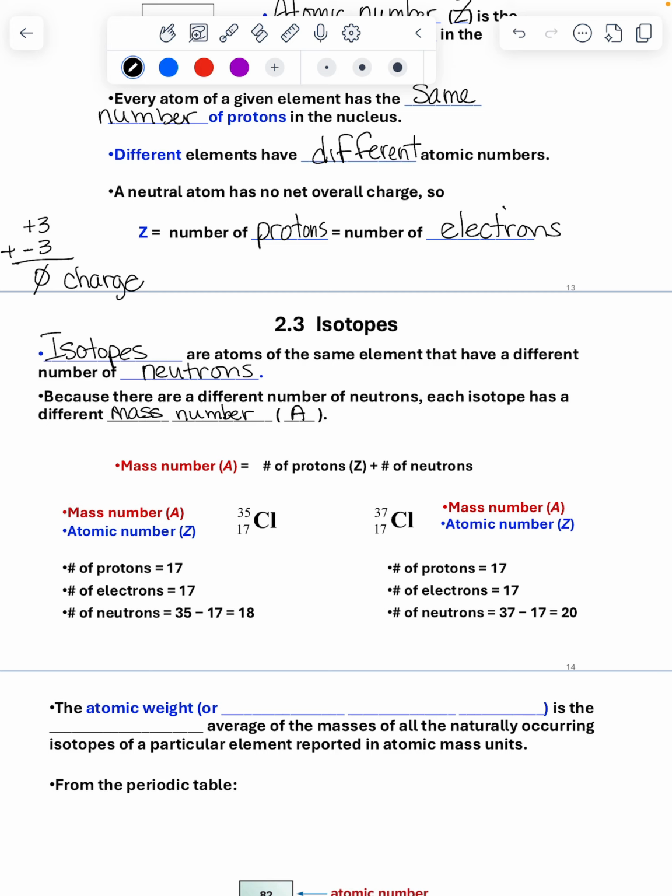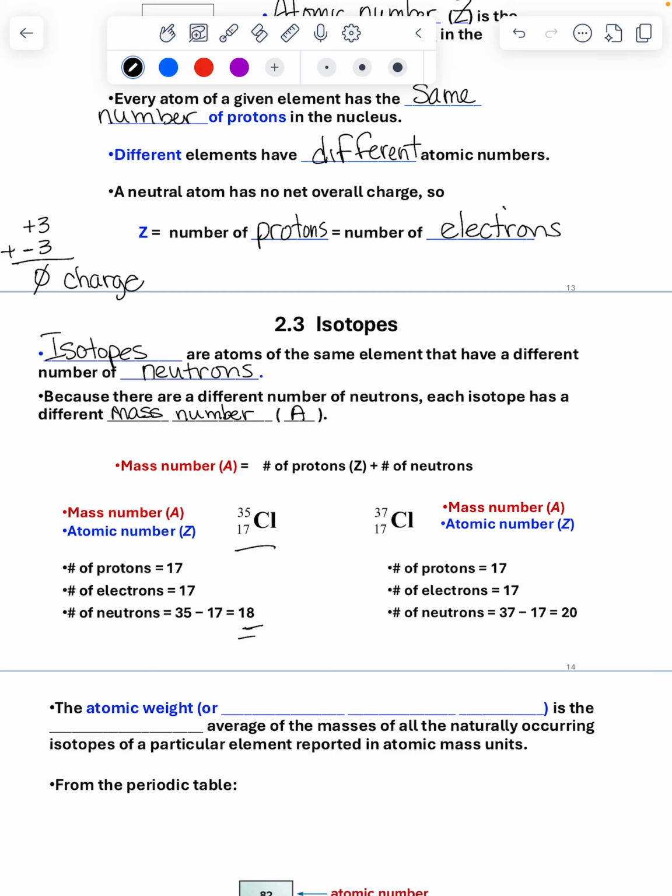And so we see in our example here, we have 2 isotopes of chlorine. Cl is chlorine. The first isotope of chlorine has a mass number of 35 and an atomic number of 17. If you find chlorine on your periodic table, you see that it has an atomic number of 17. In order to find the neutrons, we have to take the mass number minus the atomic number. And so the number of neutrons in this case would be 18. Remember, an isotope is an atom of the same element that has a different number of neutrons.